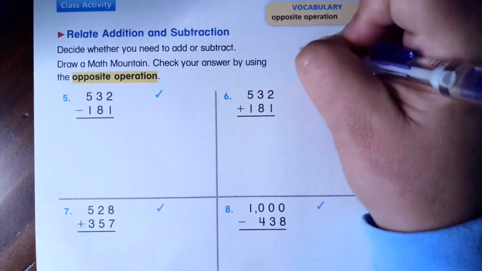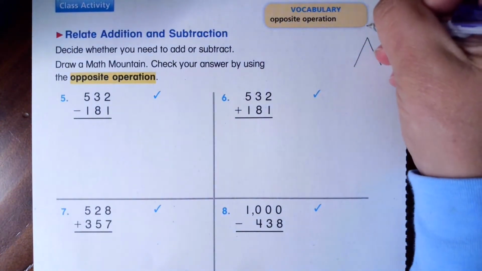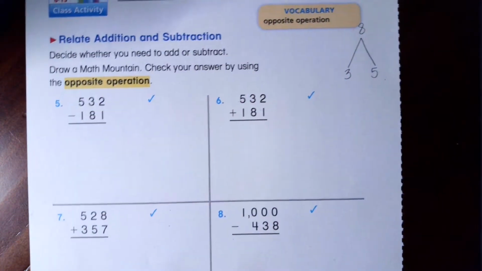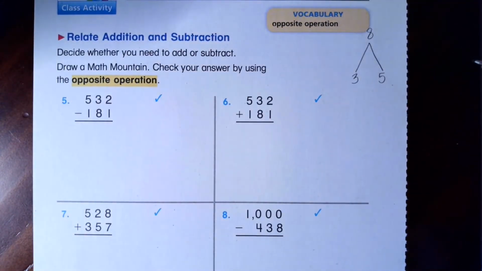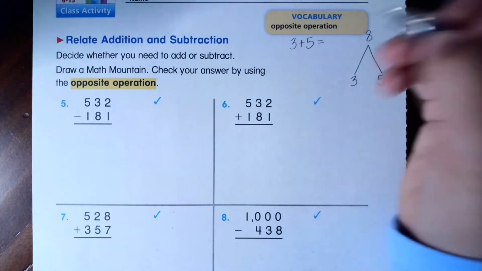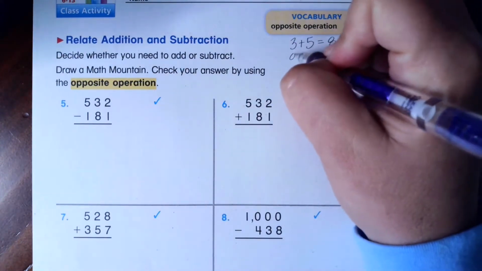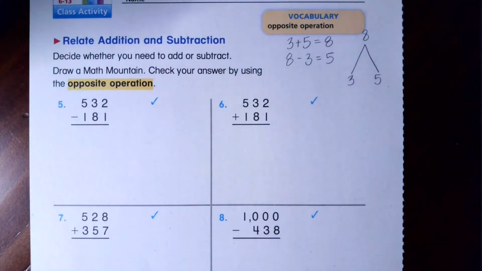So let's chat about that for a minute. Remember a long, long time ago, if I had this math mountain, okay? I know that I can write a bunch of equations just from this math mountain because they are a fact family. I know I could do 3 plus 5 equals 8. I know I can also use these to subtract. 8 minus 3 equals 5. And I'm going to get the same numbers over and over again because these are a fact family.